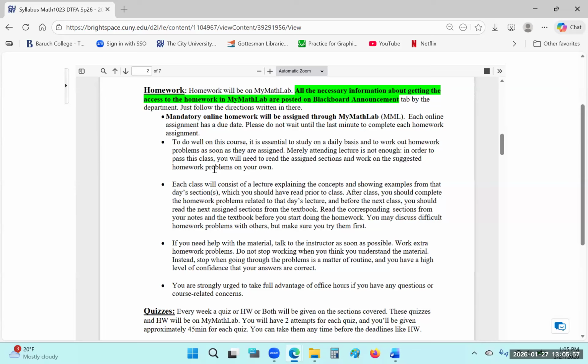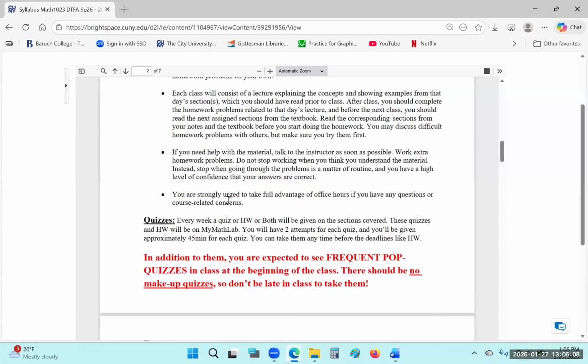Okay, MyMathLab. Homework will be electronically submitted. You're going to do it online, submit it online, and get your grades online. For quizzes, there will be two types: one is on MyMathLab, and one is in person.